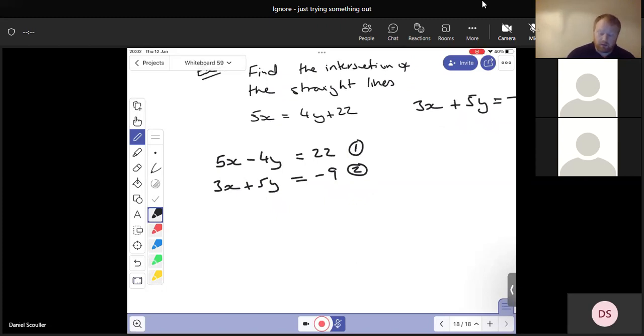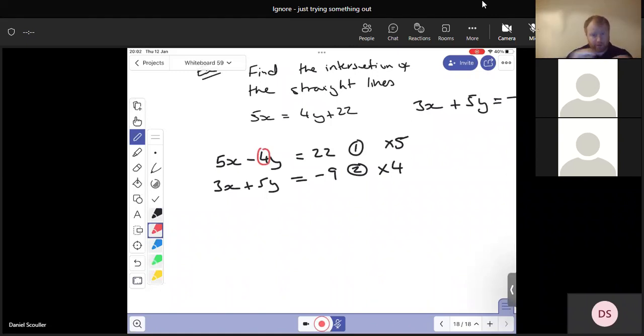We now want to make the numbers in front of the y terms the same. So I'm going to multiply that first one by 5. I'm getting that number from here. I'm multiplying that bottom one by 4. And again, I'm getting that number from the opposite equation.